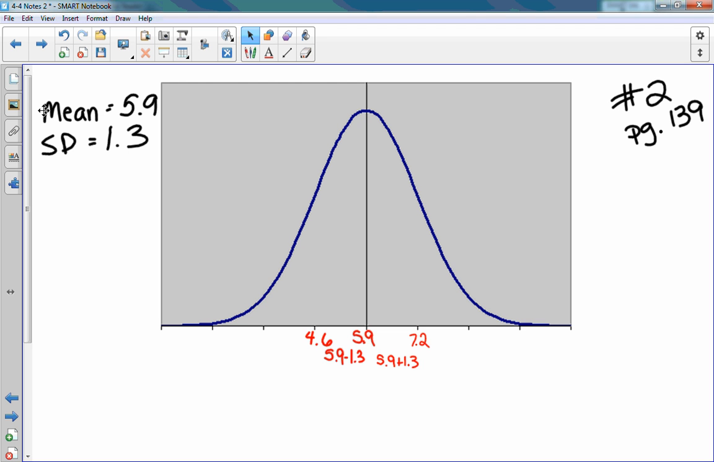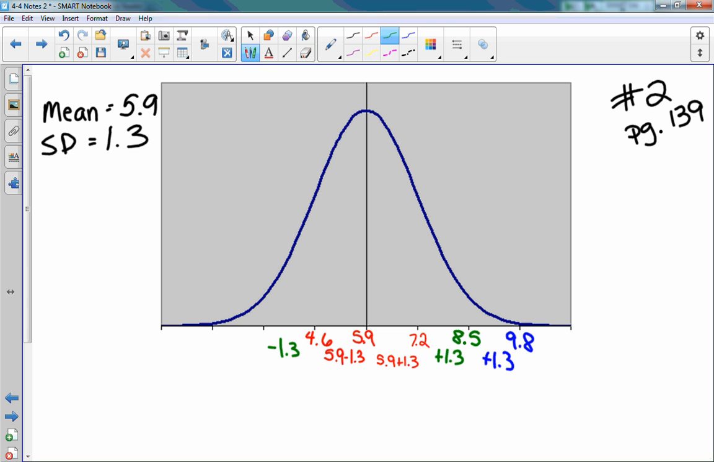Now what do I do next? Do it again and do it again. So do it 2 more times. So here, I'm going to add another 1.3, and I'm going to get 8.5. Goes right here. And then I'm going to add another 1.3 to get this one, and I'm going to get 9.8. Then I'm going to do the same thing going the other way, except I'm going to subtract. Take 4.6 and subtract the 1.3, and you're going to get 3.3. And then I'm going to subtract another 1.3, and you're going to get 2.